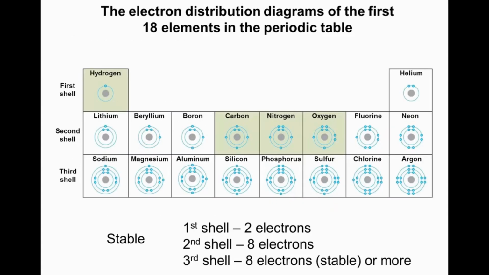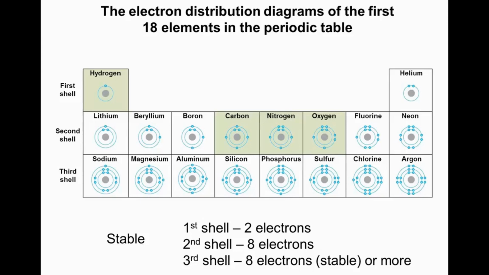Take a look at this diagram of the distribution of electrons of some various chemical elements. If an atom's first energy level is its valence shell, it requires 2 electrons to be stable. If an atom's second energy level is its valence shell, it requires 8 electrons to be stable. And so on to the third energy level, which can hold more than 8 electrons, but is stable at that number.